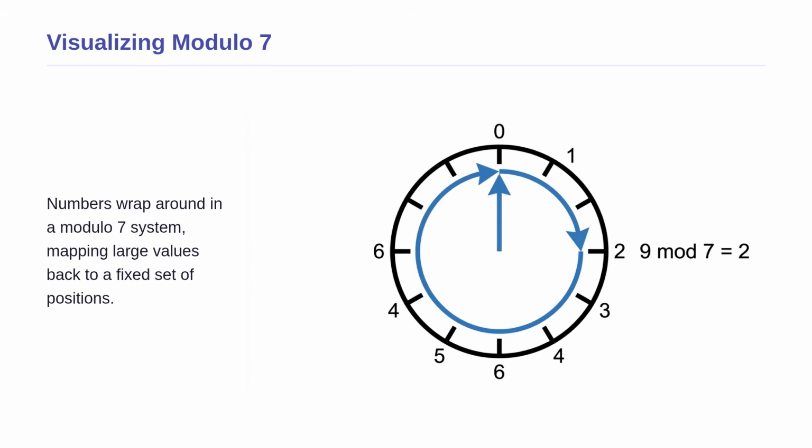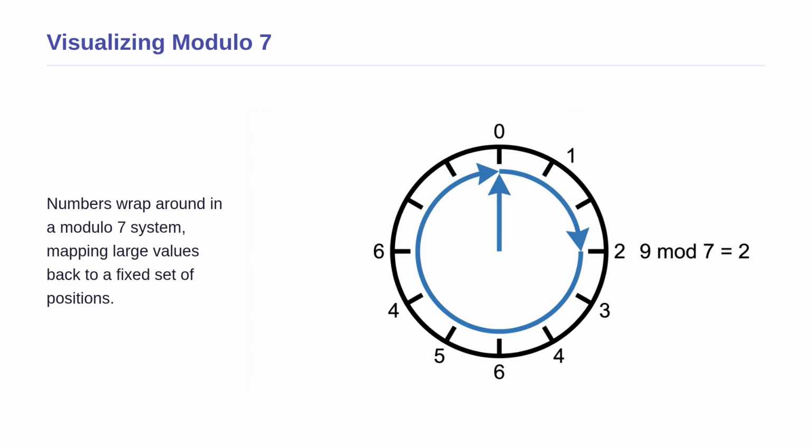To truly cement what we just calculated, let us visualize this wraparound effect. This diagram visually summarizes how numbers wrap around in a modulo 7 system. You can see a clock face with numbers 0 through 6. Just like the hands on a clock, counting up to 9 means completing one full circle of 7 steps and then taking 2 more steps. The blue arrow traces this exact path and the final resting place is 2. This perfectly illustrates why 9 and 2 are congruent modulo 7. It proves that no matter how large a number gets, it always maps back to a small fixed set of positions.